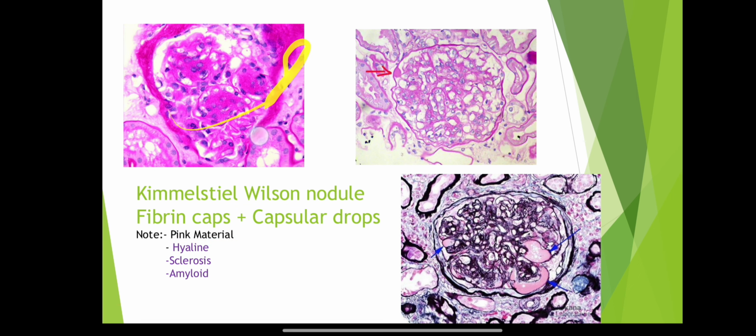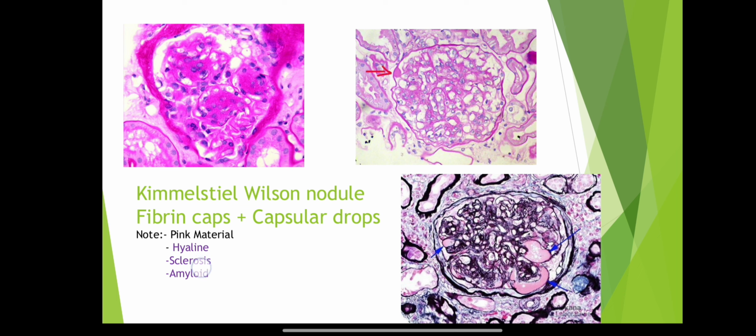These pink materials are seen in microscopic findings if there is deposition of three main things: hyaline deposition, sclerosis, as well as amyloid protein deposition. If there is hyaline deposition, as we know, this is fibrin cap as well as capsular drop. This is the capsular drop, the hyaline deposition on the Bowman's capsule, whereas this is the fibrin cap, hyaline deposition in the capillary wall. These will appear pink if they are deposited.